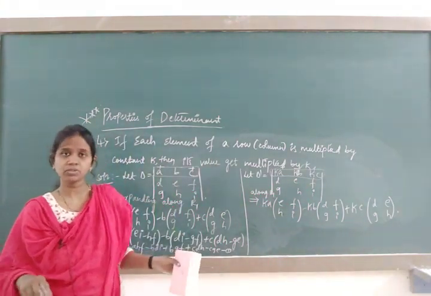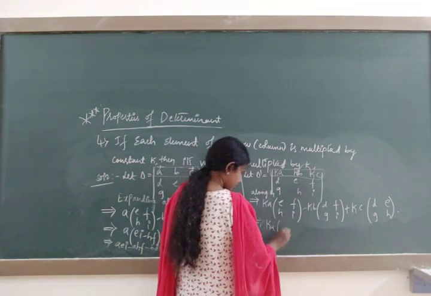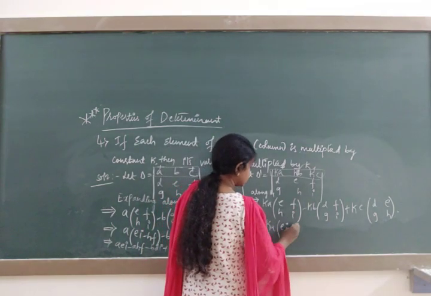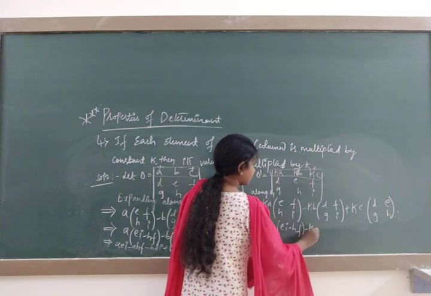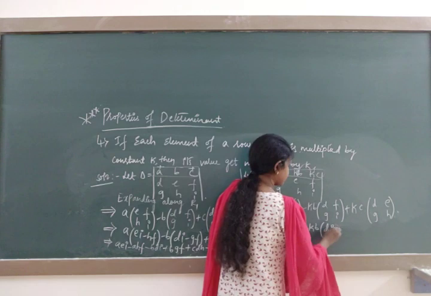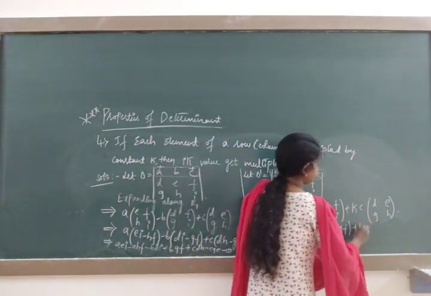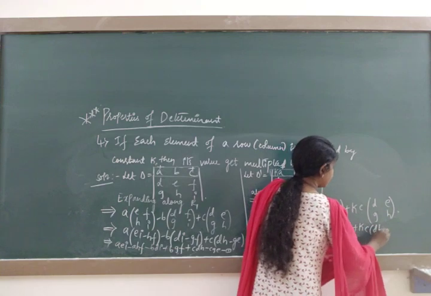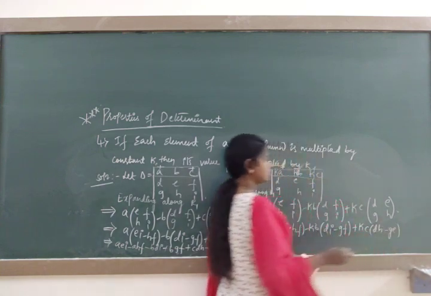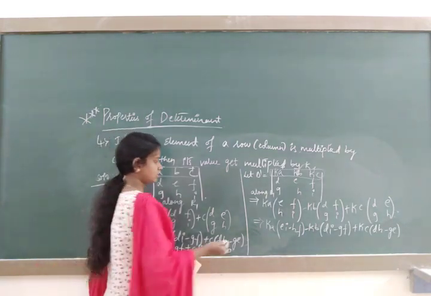Okay, now it's a 2 cross 2 expansion. KA of EI minus HF, minus KB of DI minus GF, plus KC of DH minus GE. Now multiply K inside.